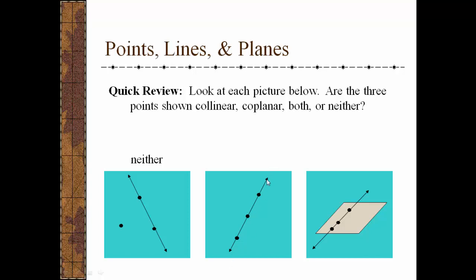This means that these 3 points are collinear. And then finally, we have a plane right here, and we have the 3 points on the plane, and we have a line going through the 3 points. So these are going to be coplanar and collinear, so we're going to say both.